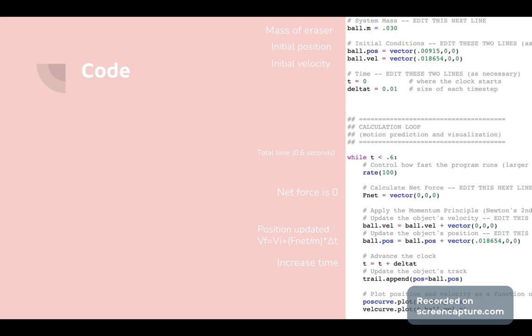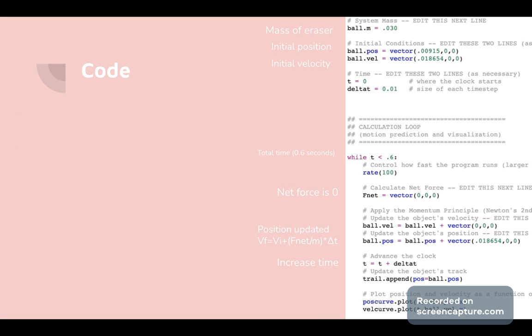Here the individual components of the code are labeled. The mass of the eraser was 0.03 kilograms. The initial position is listed as well as the initial velocity. The total time of 0.6 seconds is listed as the parameter of the loop, meaning that the position will be predicted for the object moving for 0.6 seconds.